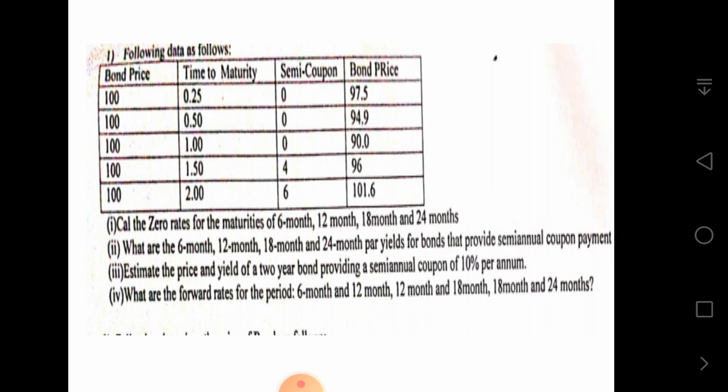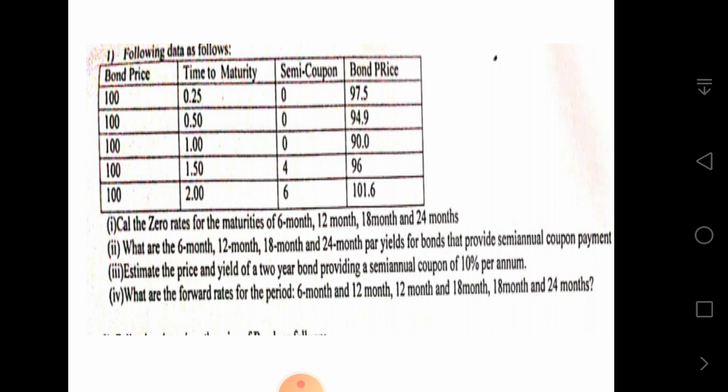Then comes: estimate the price of the bond. It is a very simple bond valuation, where you need to calculate the price of the bond and also the yield, that is YTM, yield to maturity, by considering the coupon rate of 10% per annum, right? So the coupon rate is given as 10% per annum, but it is payable semi-annually. Okay. Then the fourth question would be: what are the forward rates for the period of 6 months and 12 months, right?